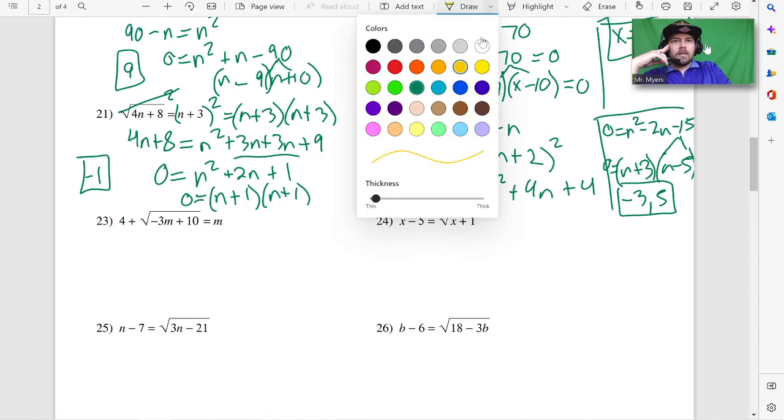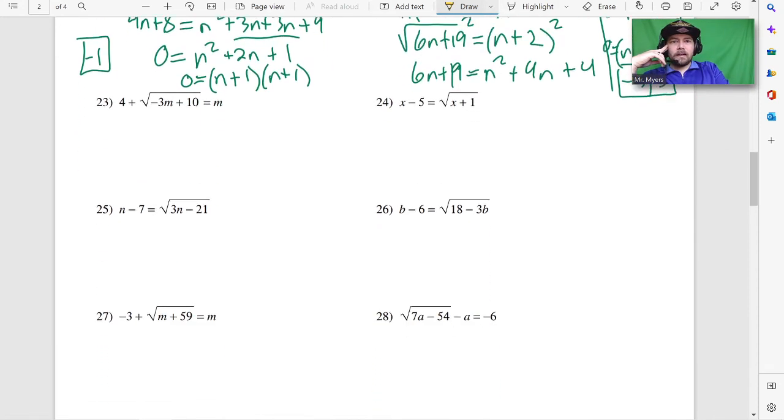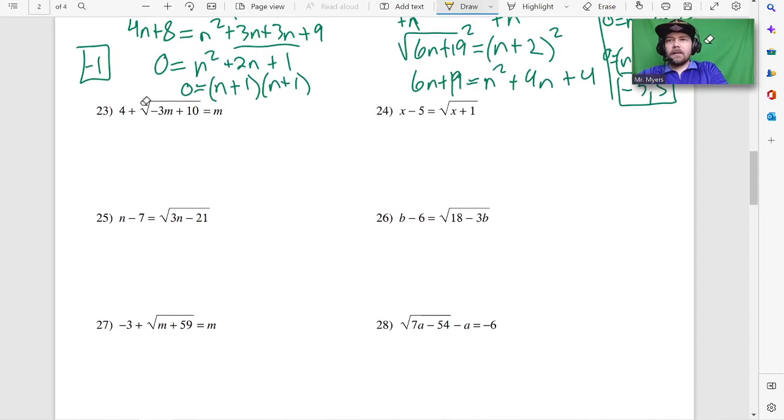Just kind of trying to wrap up here. We've got 6 more. Wow. All right, we can speed run this thing. Let's do it. So we would subtract 4 on both sides, then square. Negative 3m plus 10 equals m squared minus 8m plus 16. So then we would add 3m to both sides, subtract 10, so we get 6 and 1. So we get 6 and negative 1 for our answers.